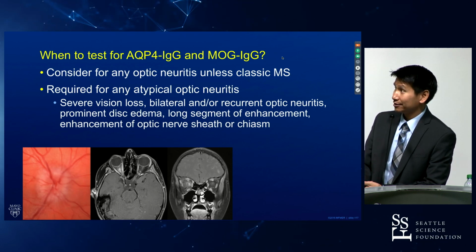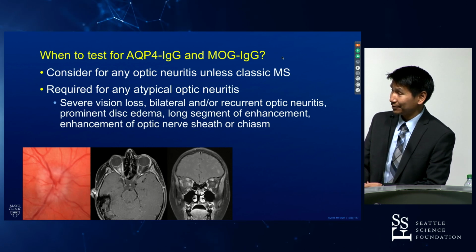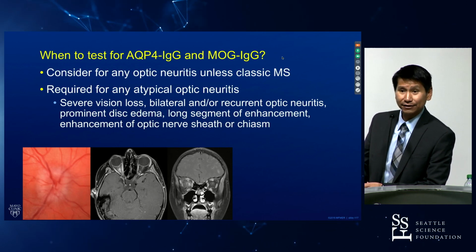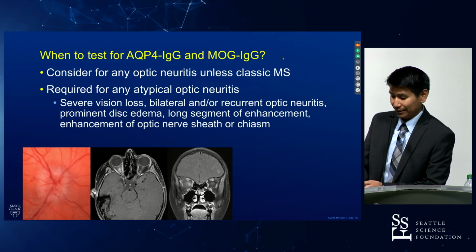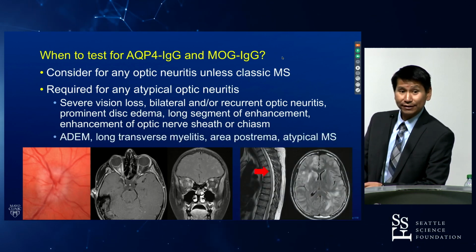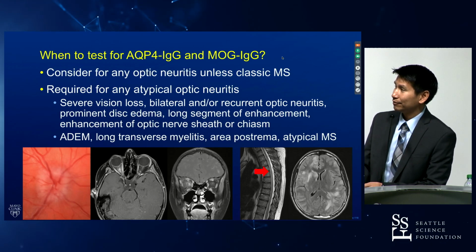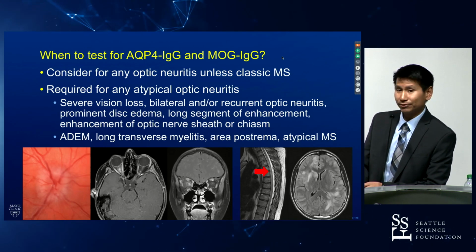That's severe vision loss, bilateral or recurrent optic neuritis, prominent disc edema, long segment enhancement, perineural enhancement or chiasmal involvement. So just some of these features here. If you see any of those, I think we have to test for that. And of course, any lesions outside the optic nerve that aren't classic for MS, like a long transverse myelitis or area postrema syndrome, we're going to want to check for these antibodies.